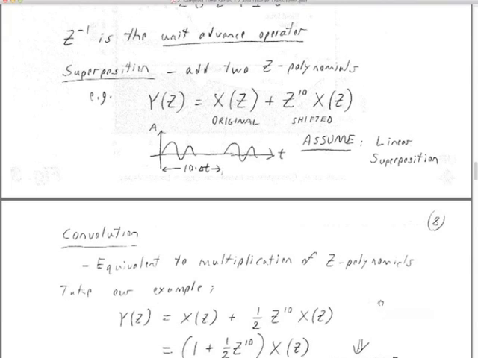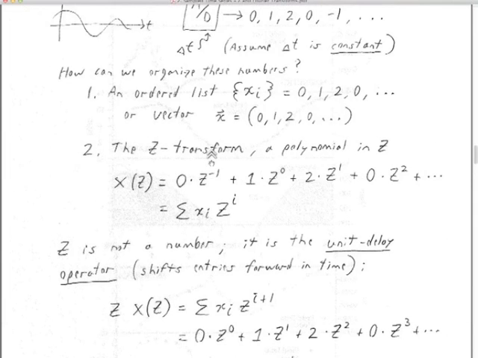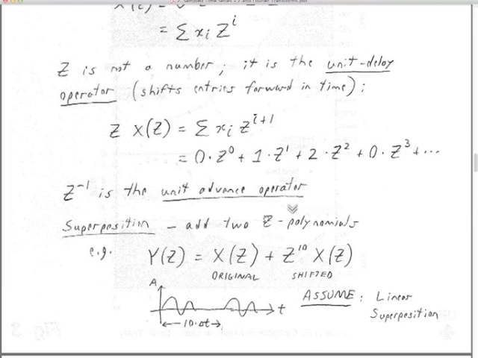And you also know that you can add time series, and so by adding z polynomials, we end up adding time series. So let's say we have a wave, maybe this little wavelet here is this time series that we've been working on, as ordered list, as vector, or as z transform. Here's that little wavelet plotted out. That's x of z. We can multiply it by z to the 10th power, and shift it down by 10 times delta t, and then we can add the two polynomials together.